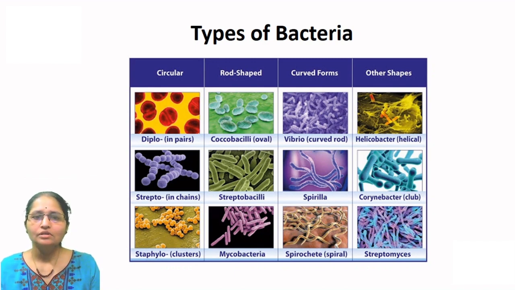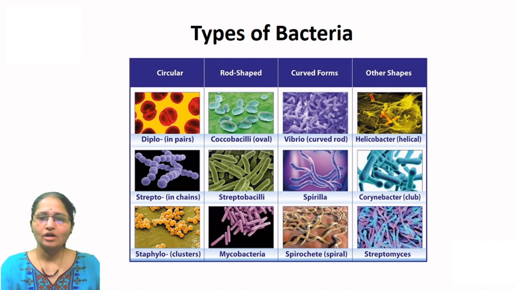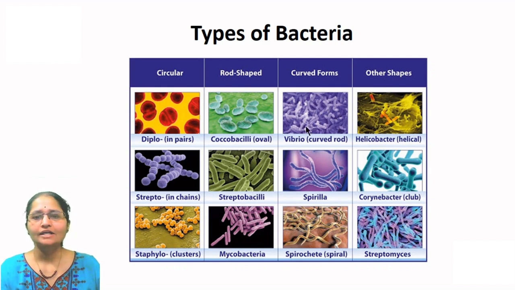Have you understood? For example, the cholera bacteria are called Vibrio cholerae. That means the bacteria causing cholera are of Vibrio shape. The shape of bacteria is this. Depending on the shape of bacteria, they are named.